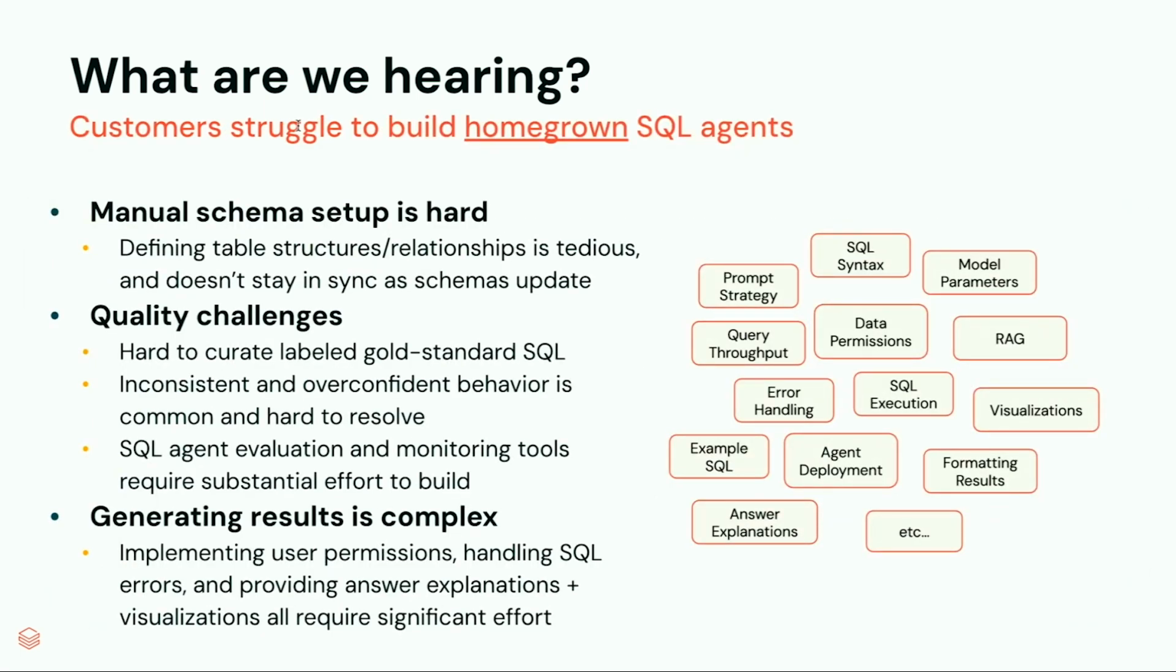And so as customers were building these unified agent frameworks that can answer questions across different data types, a lot of them tried to build their own homegrown SQL agents. And this was another key theme. It's very hard building these. Manually setting up your schema is very hard. It's hard defining table structures and table relationships, and also doesn't stay in sync as your schemas update. Next, there's a whole host of quality challenges. It's hard finding labeled gold standard SQL, resolving inconsistent and overconfident behaviors takes a lot of time, and general prompt strategy takes a lot. And finally, just generating query results is also complex. Applying user permissions when you execute SQL, handling errors, providing answer explanations, visualizations, all require a significant amount of effort.